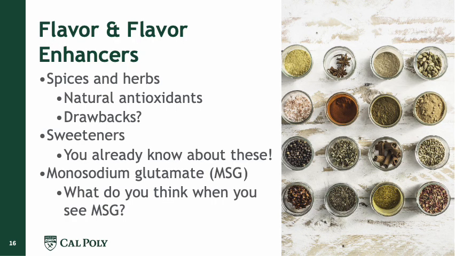We also have sweeteners. We already know about sweeteners, but they also add flavor, like honey, for example. In the case of flavor enhancers, an example is monosodium glutamate, or MSG, and this is added to a lot of Asian food, and it gives us this umami taste. There are some people that have some sensitivity to MSG, and I would like you to think about what your impression of MSG is, or what you think when you hear MSG.